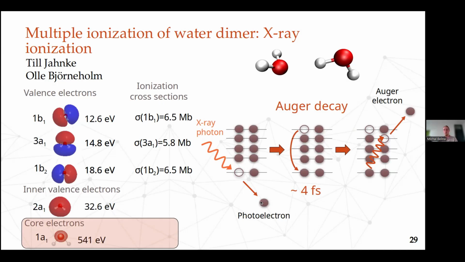When you remove a photoelectron from a core electron level of the molecule, then within a lifetime of 4 femtoseconds for oxygen, some electron from the valence bands jumps in, and the excess energy is used to release another electron. Therefore, with the absorption of one photon, you can almost instantaneously create a doubly ionized system.